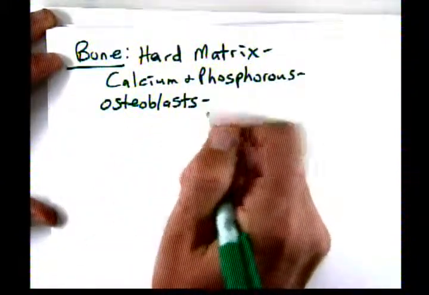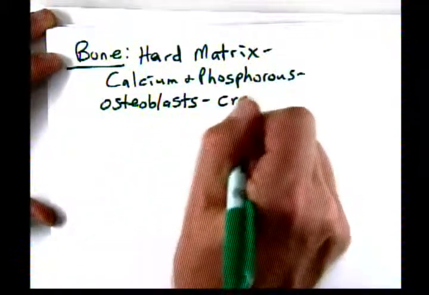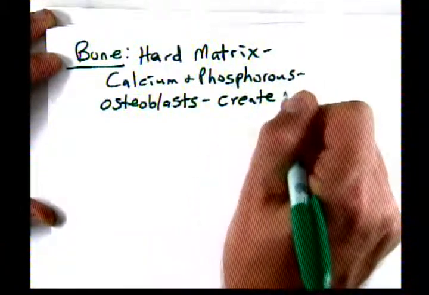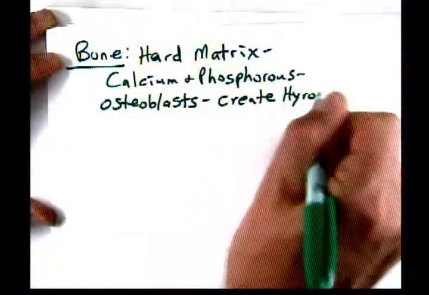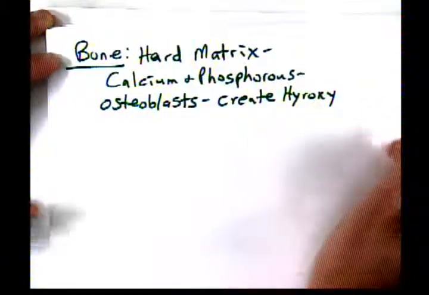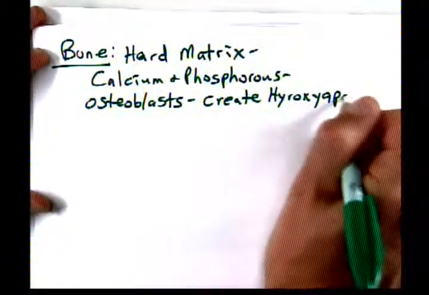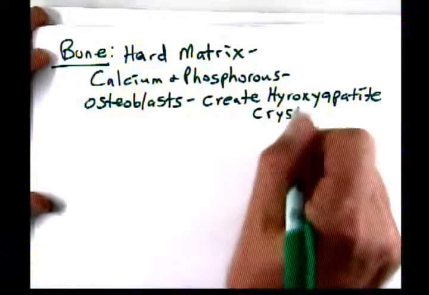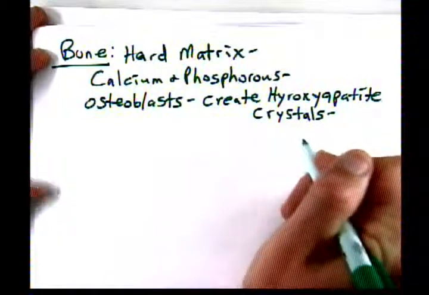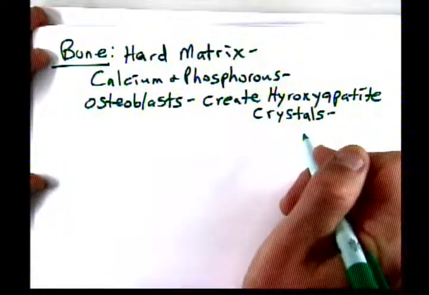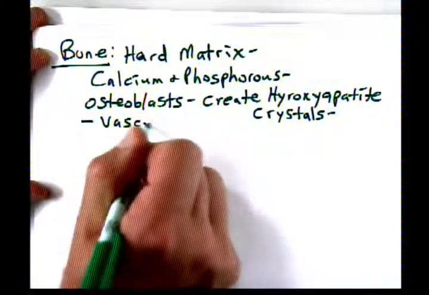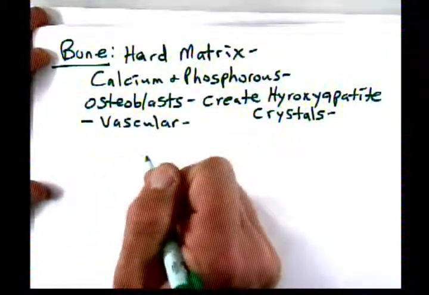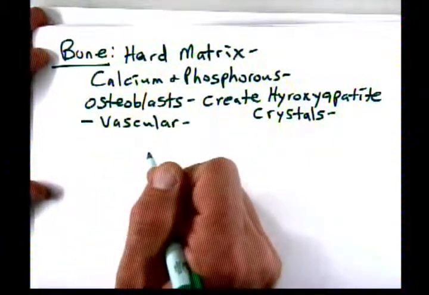Osteoblasts are bone building cells, and what the osteoblasts do is they create what are referred to as hydroxyapatite crystals. And these hydroxyapatite crystals, that's what makes bone hard. And remember, going back, this is very vascular tissue. I've talked about this before. Bone heals much faster than tendons or ligaments do.